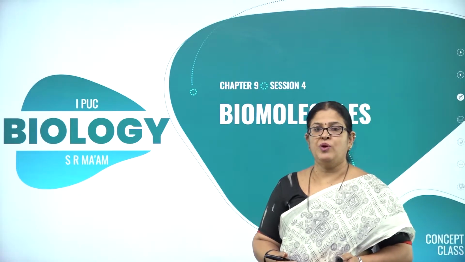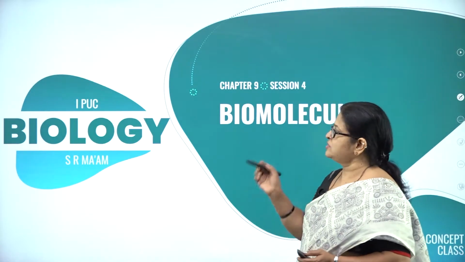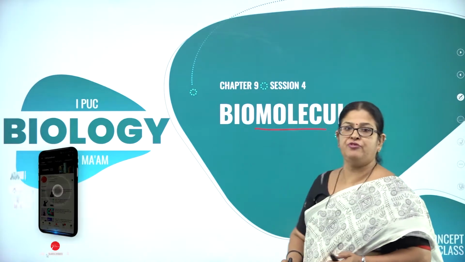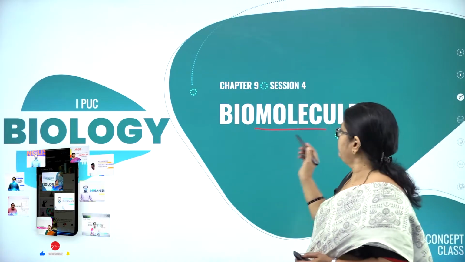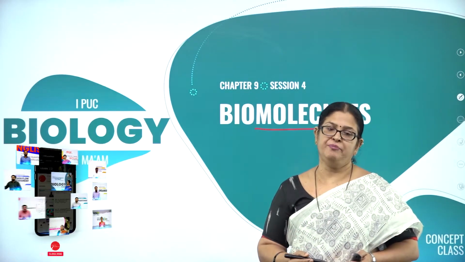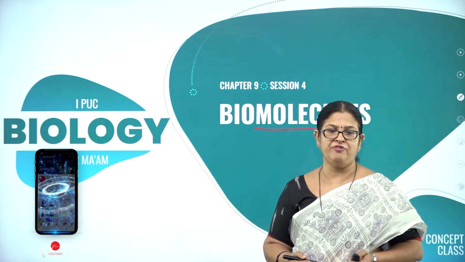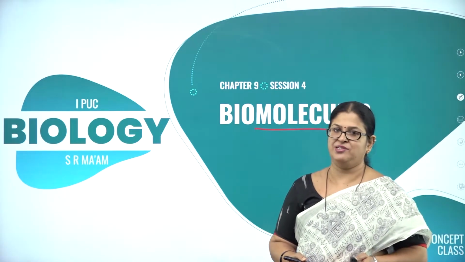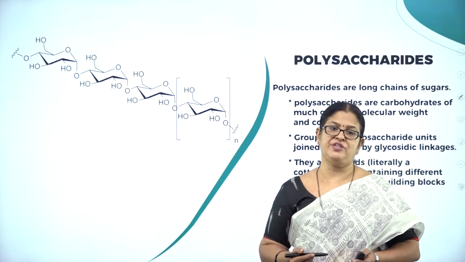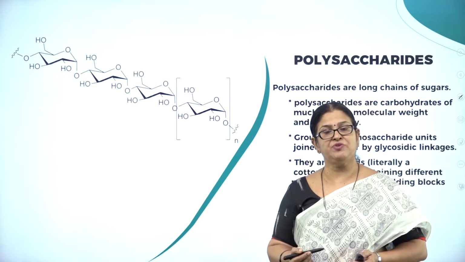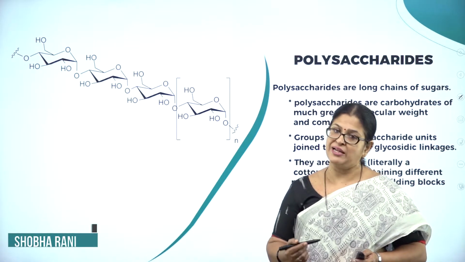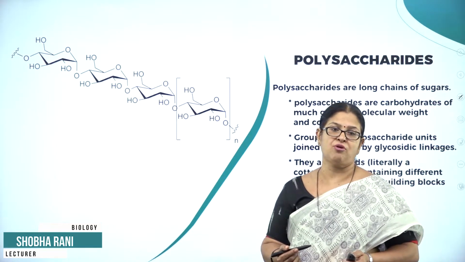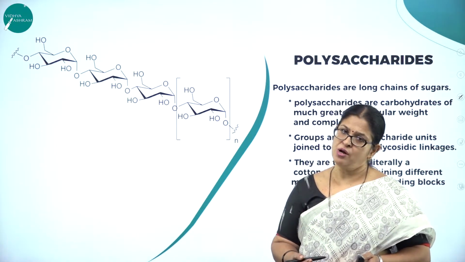Hello everyone, welcome back to the very important chapter called Biomolecules, that is session 4 of chapter 9 called Biomolecules. Myself, B. Shobha Rani from the Department of Biology, Vidhyaashram Pre-University College, the Temple of Excellence. Hope you remember in the last session we studied about carbohydrates. As we know, carbohydrates, proteins and lipids are called macromolecules. Carbohydrates are organic compounds made up of carbon, hydrogen and oxygen.